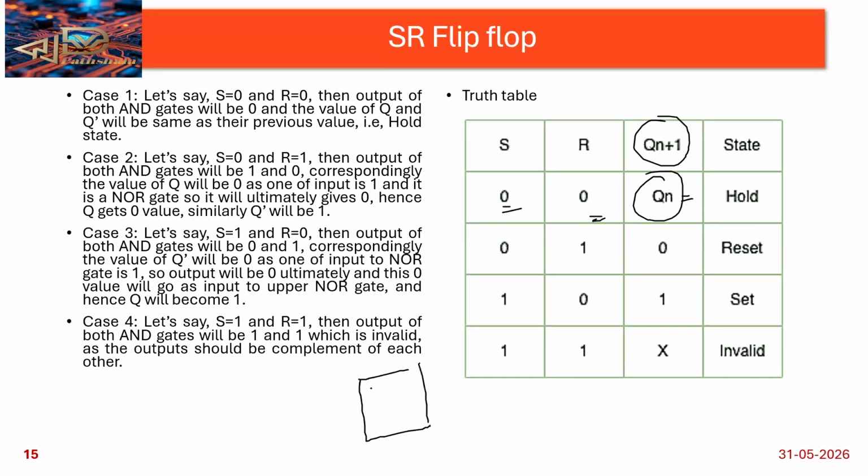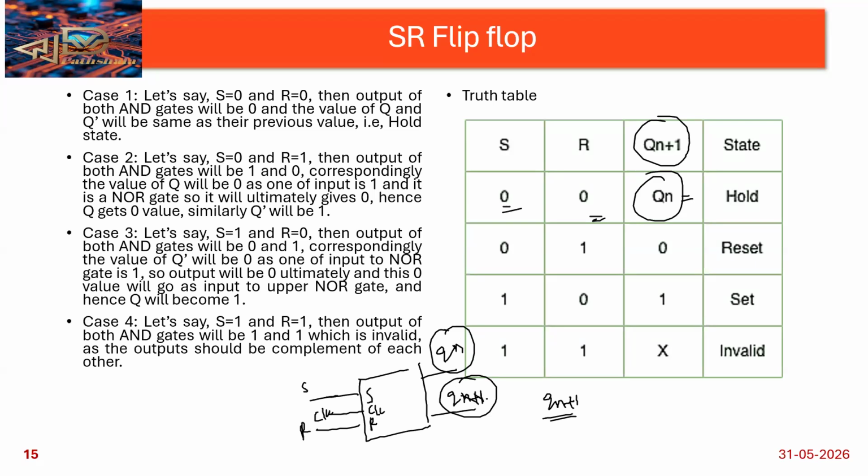Suppose we have an SR flip flop. I'm giving the two inputs here, S and R, and then the clock signal. This is the clock signal, this is S and this is R. I'm getting the two outputs like this. One is Q, and the output I'm taking is Qn plus 1. Whatever the Qn is there, the same output will appear there.